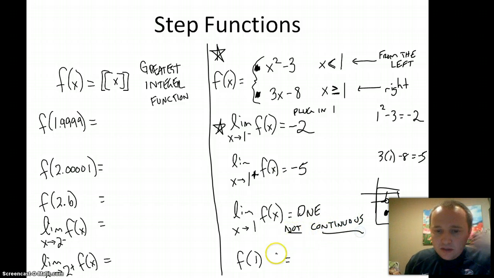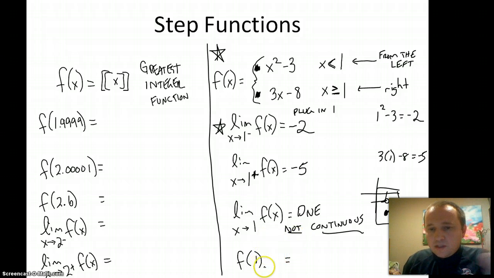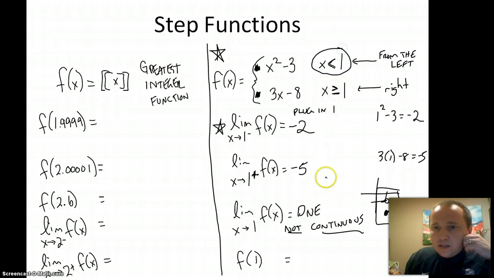And this last question I think will kind of fill in some gaps. What's f of 1? Well, it doesn't exist at less than 1. It only exists in the right side one, on the bottom one, 3x minus 8. So it's 3 times 1 minus 8, which is negative 5.